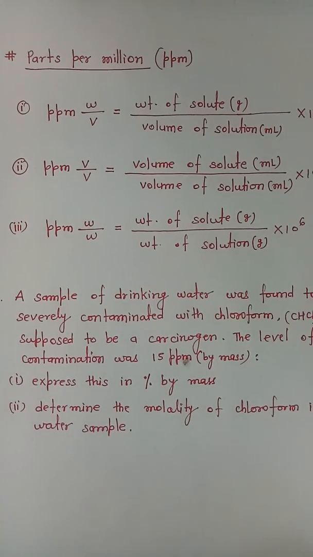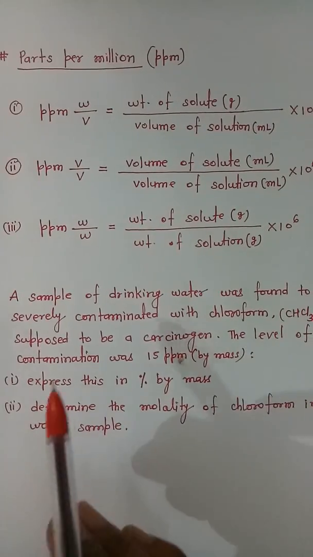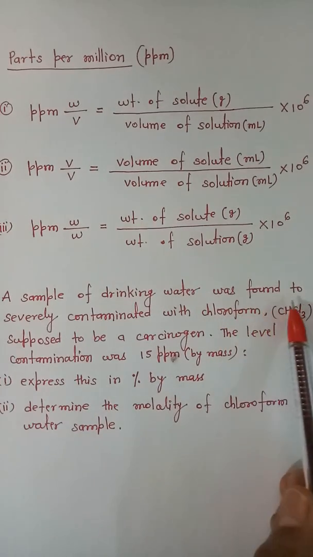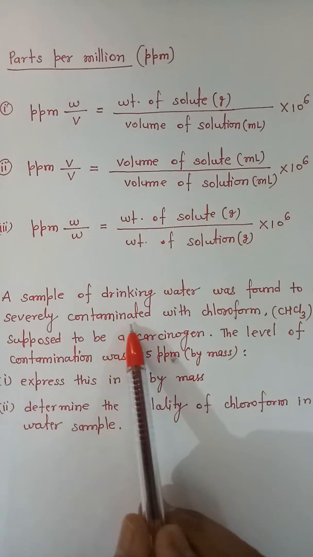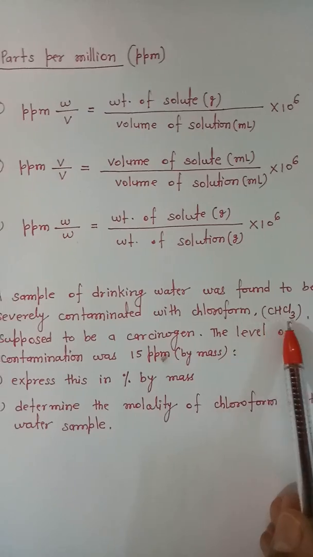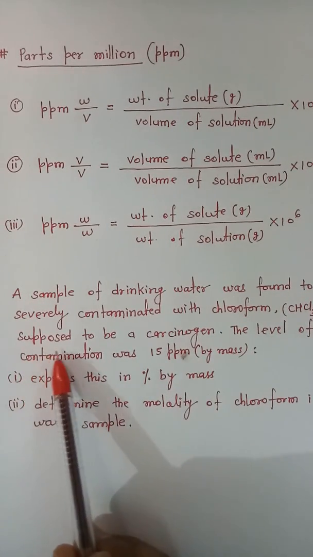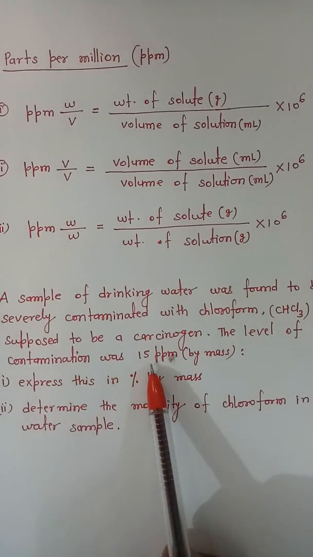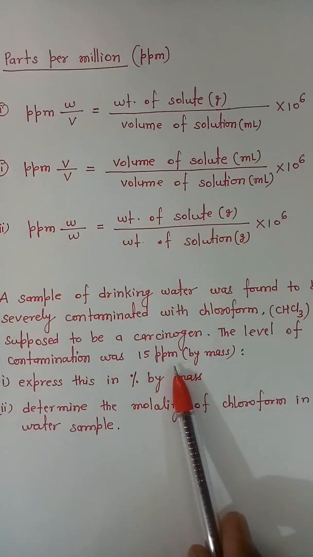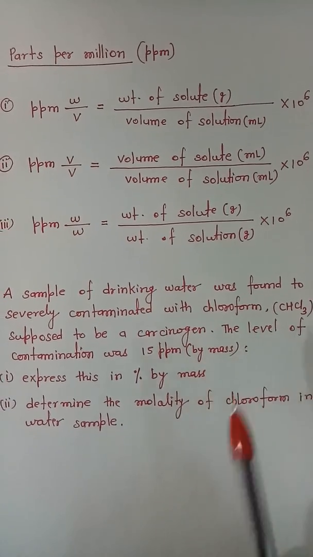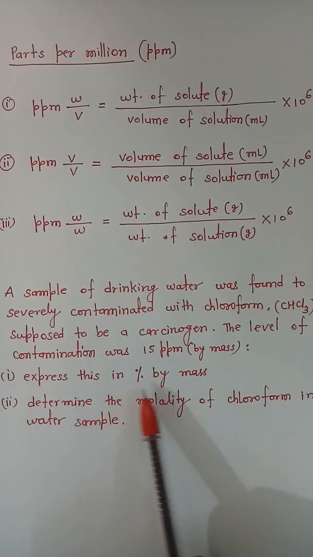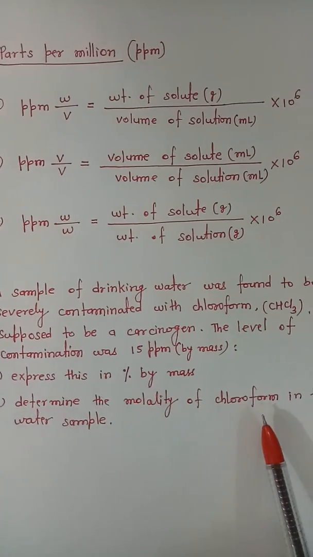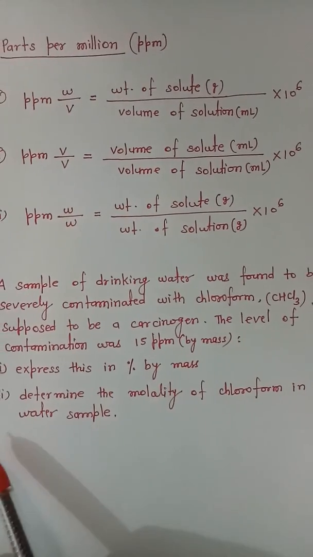Now I'm taking a numerical on parts per million. The question is: a sample of drinking water was found to be severely contaminated with chloroform, supposed to be a carcinogen, and the level of contamination was 15 parts per million by mass. Express this in percent by mass and determine the molality of chloroform in the water sample.